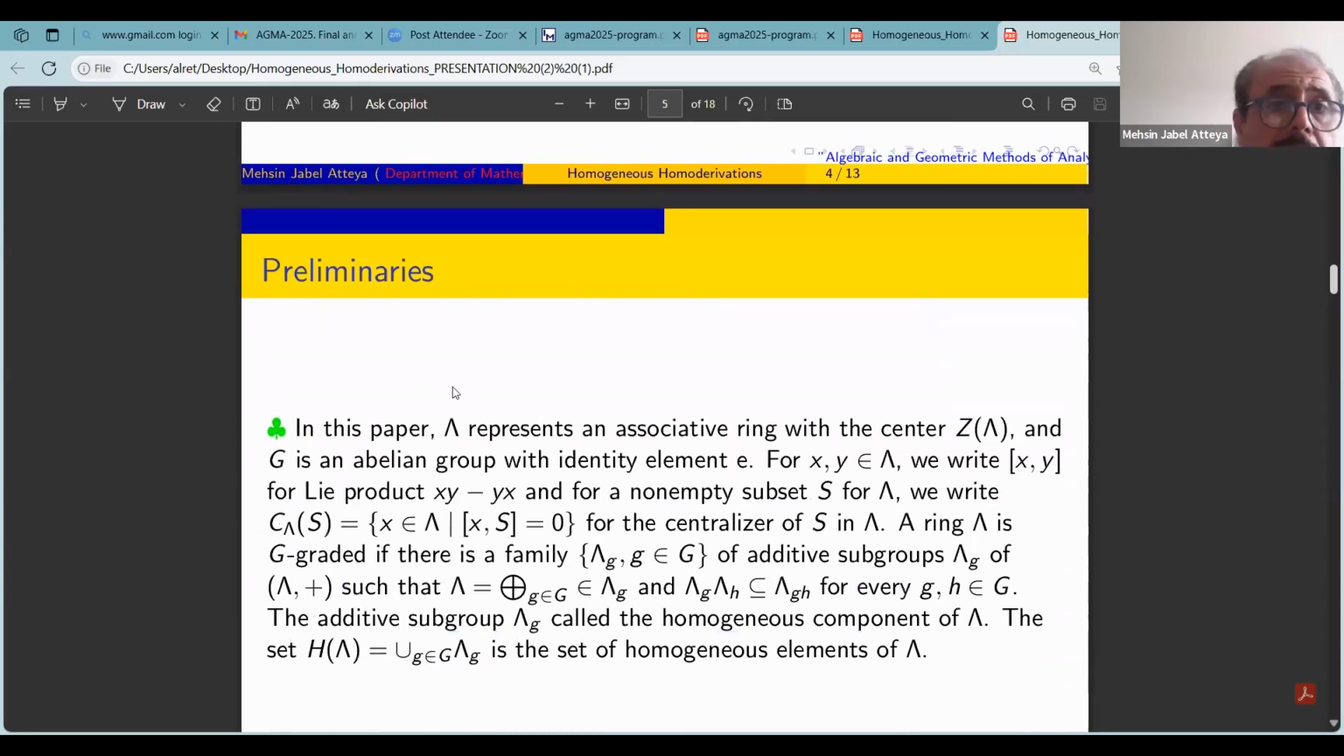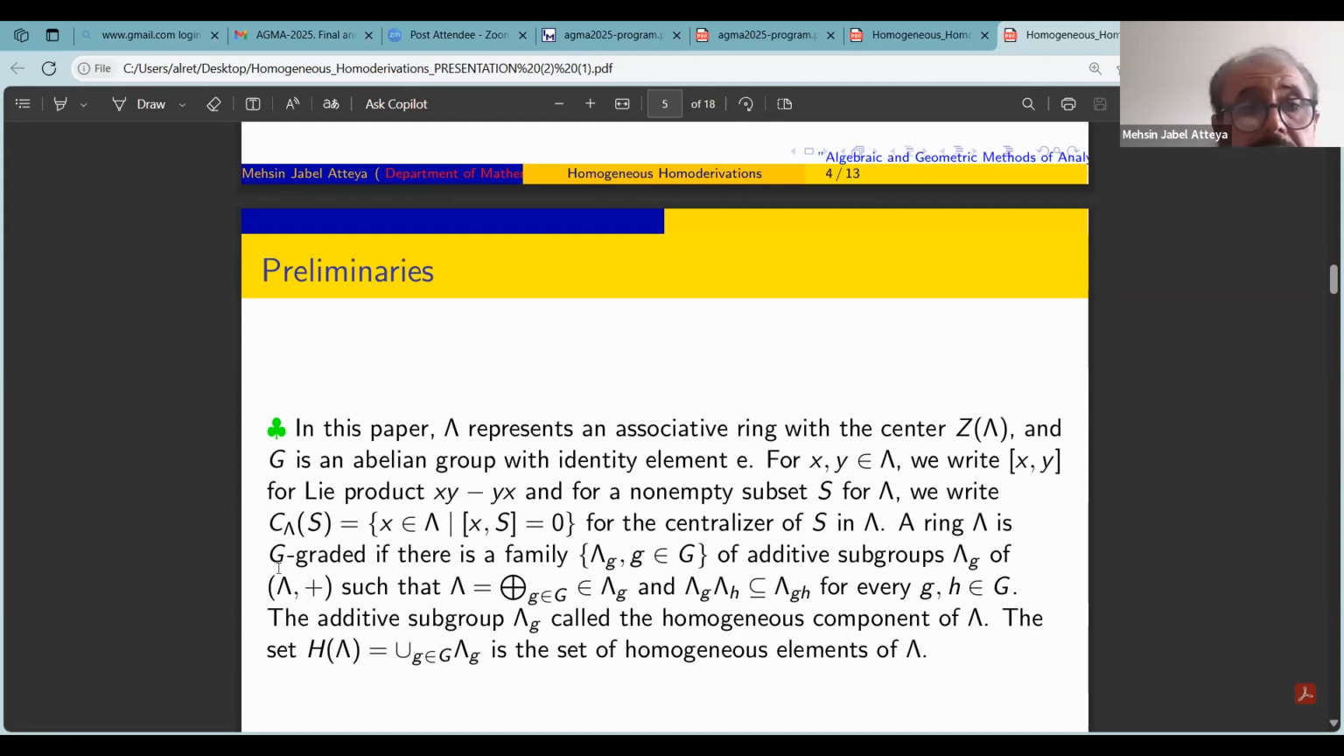These are the parameters we choose during my work. Lambda represents an associative ring with center Z of lambda, and G is an abelian group with identity element e. For all x, y in lambda, we write the bracket [x,y] as xy minus yx, and for a non-empty subset S of lambda, we write Z sub lambda of S equals the set of x in lambda such that [x,S] equals 0, the centralizer of S in lambda.